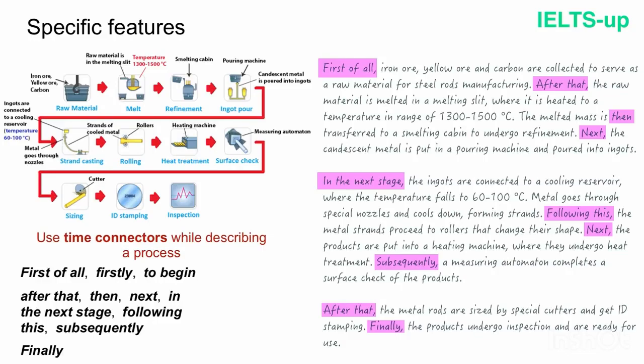It's a very, very good idea to use these time connectors if you're describing a process. This way your writing will be more coherent and you will achieve a higher score. We have finished this writing task together. Now you know how to describe diagrams in IELTS Writing Task 1. This piece of writing that we've produced would achieve a band 9 on a real IELTS test.